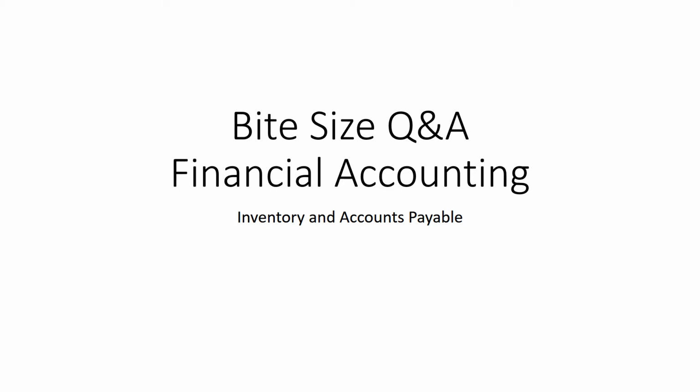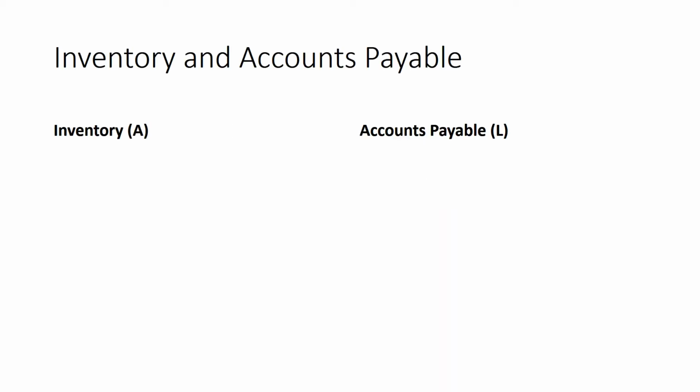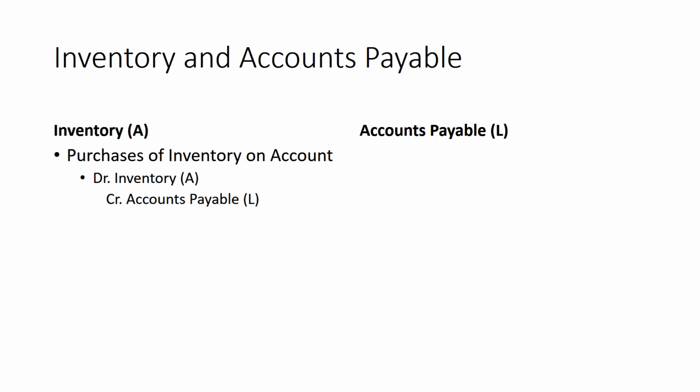Let's talk about inventory and accounts payable. Inventory is a current asset, whereas accounts payable is a current liability. Sometimes a firm will buy inventory on account. So when this occurs, our inventory is going to go up, so we debit inventory. But because they're buying on account, that means they're not paying their suppliers immediately. Instead, they'll owe their suppliers some money, and we'll call that an accounts payable account.